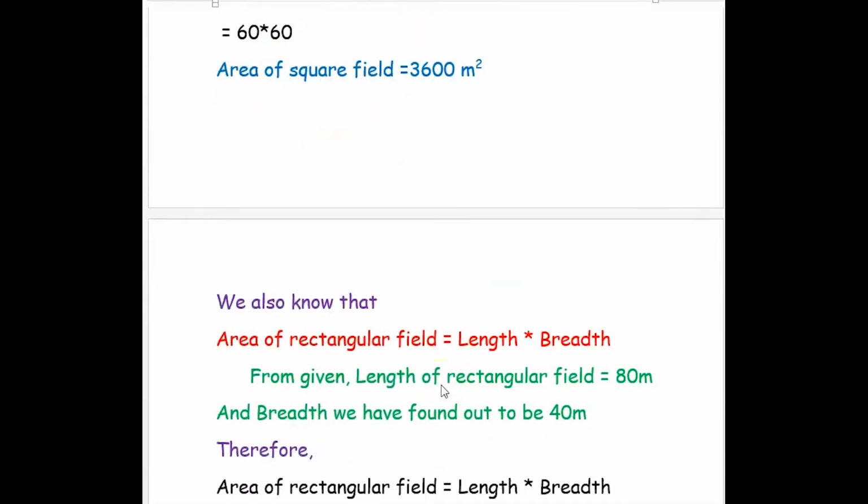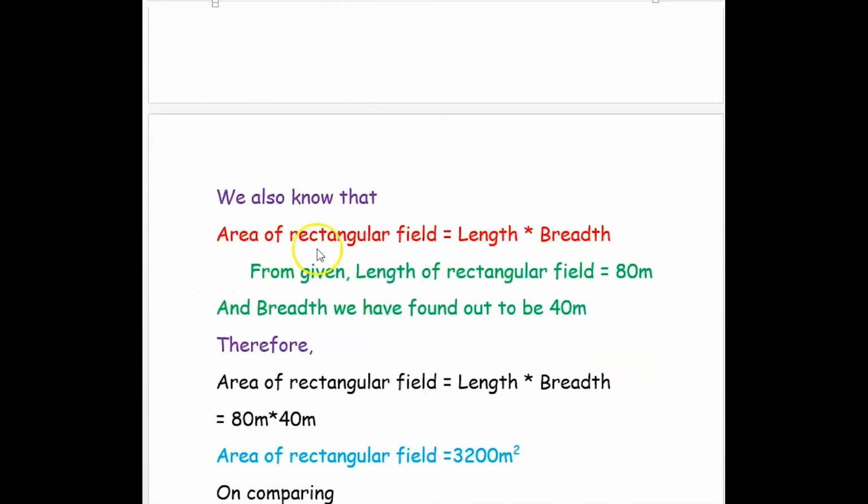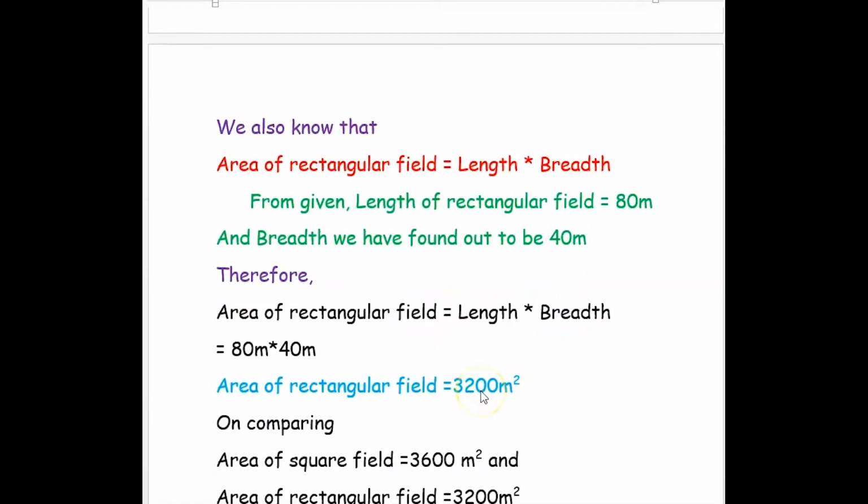Now we will find the area of the rectangular field. We know that the area of the rectangular field, the formula is length into breadth. From the given we can take the length of the rectangular field as 80 meter, and the breadth is not given. We have found it by using the condition that perimeter of square is equal to perimeter of rectangle, so the breadth is 40 meter. Now we substitute those two values in the formula. Area of rectangular field equals 80 meter length into 40 meter breadth.